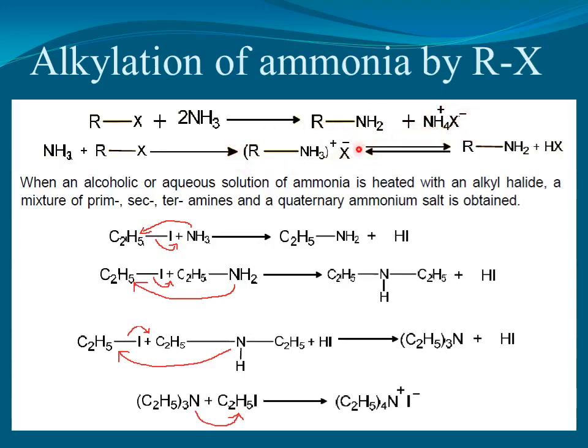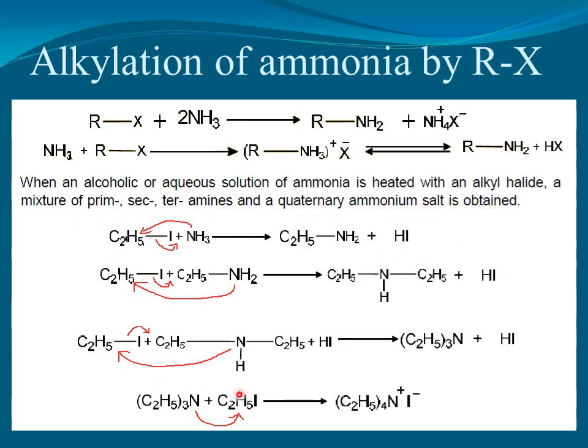Now students, this salt can undergo a reversible reaction. A hydrogen from this NH3 can get attached to X atom, which can be Cl or Br, giving hydrogen chloride or hydrogen bromide along with an amine. Now students, when an alcoholic or aqueous solution of ammonia is heated with alkyl halide, a mixture of primary, secondary and tertiary and even quaternary ammonium salt is obtained.